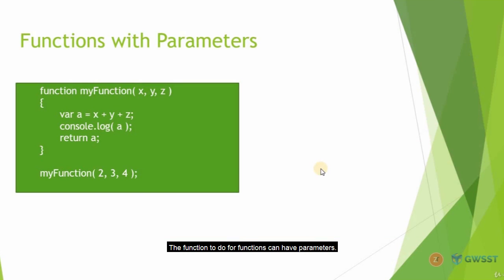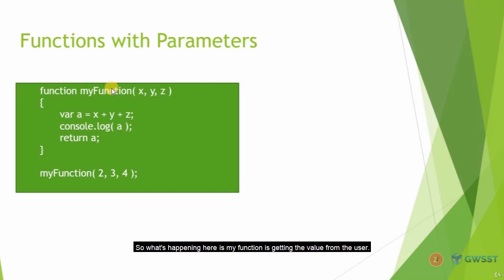Now functions can have parameters. Parameters are written inside these parentheses. Just say I have given parameters like x, y, and z. Here I'm storing all of these calculations inside A. I'm adding x, y, and z, and storing that value inside a variable A. Then I'm going to output that variable A, and here I can use a return statement.